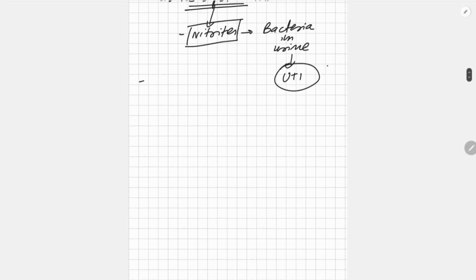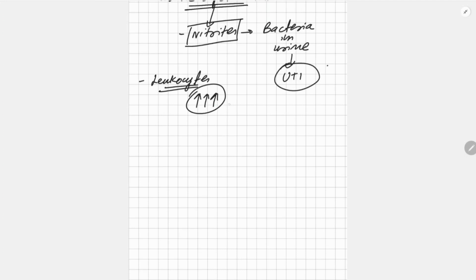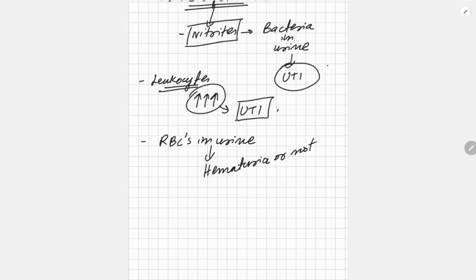The second thing which urine dipstick test indicates is leukocytes. Actually, the leukocytes are normally present in the urine, but their significant increase in number indicates UTI. Now, it also indicates the presence of RBCs in urine and thereby letting us know whether there is hematuria or not, which indirectly helps us to diagnose UTI.